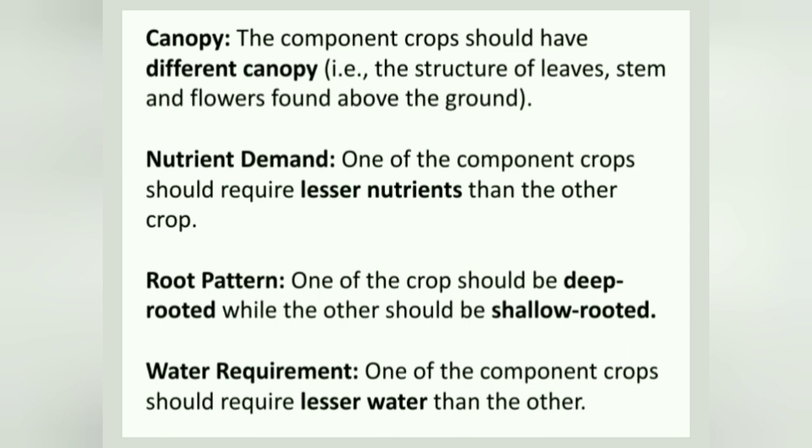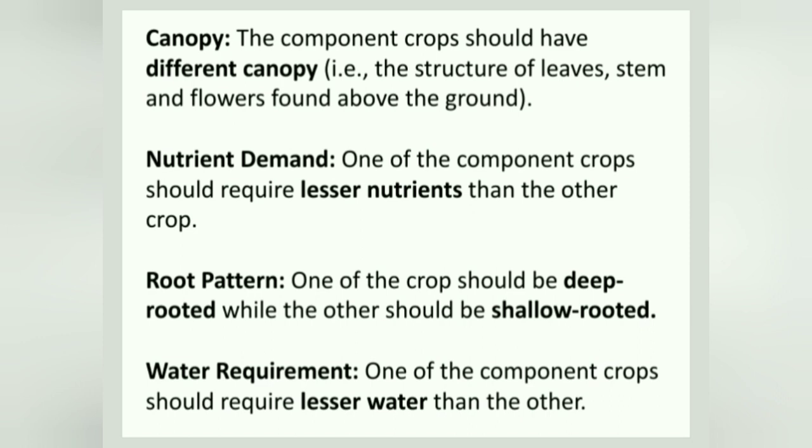The next criteria is canopy. Canopy means the structure of leaves, stem and flowers which is found above the ground. We call it as canopy. So one may be a shrub, the other one may be a herb. Like that, there should be a difference in the canopy of the plant.